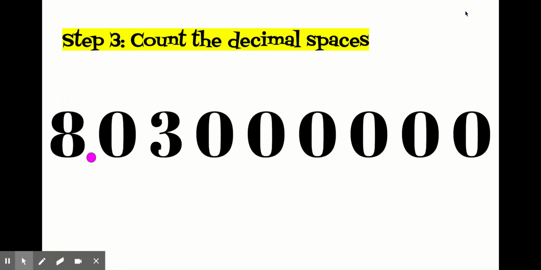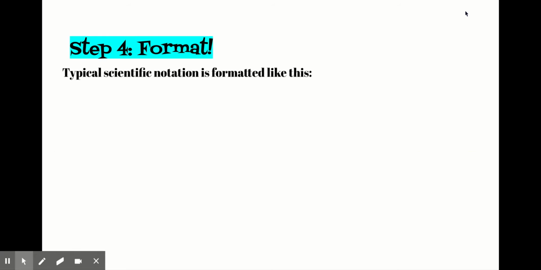Step number 3, count the decimal spaces. I find it easiest to use swooping motions coming from the right. 1, 2, 3, 4, 5, 6, 7, 8. Now, what do we do with these two numbers?